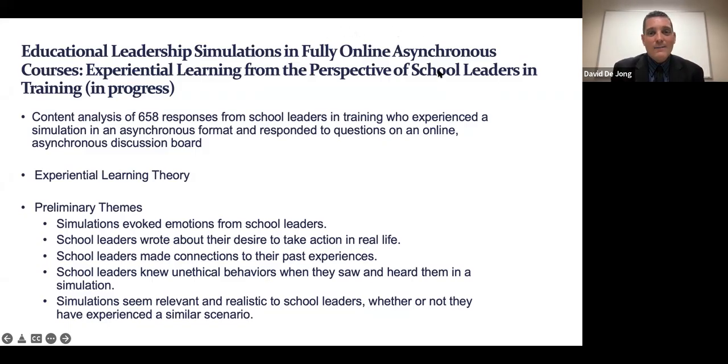Next, we have the third research article, and this one is in progress right now. I don't even know the rules of sharing what I found in progress, so if I'm breaking rules, I apologize. I'm about 60% done with this, and this is a solo authored study. Basically, I used simulations for 7 spring semesters in a fully online asynchronous setting. I just wanted to find out, do these actually work in online asynchronous settings?